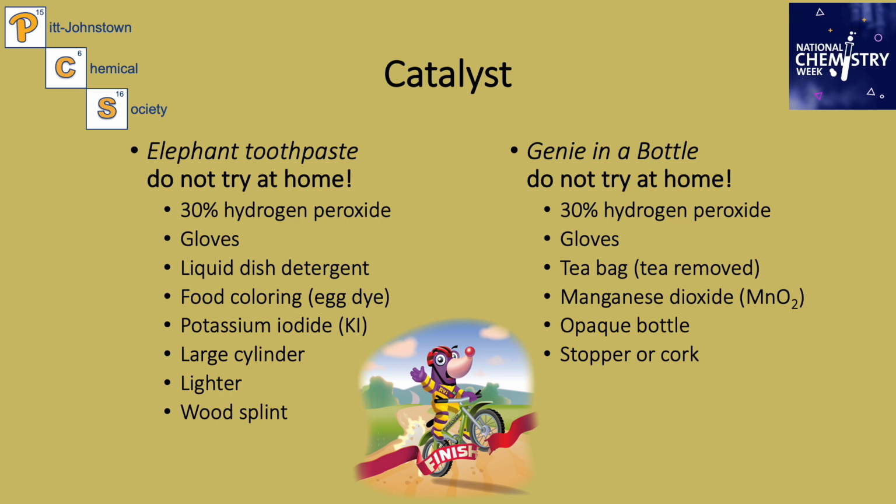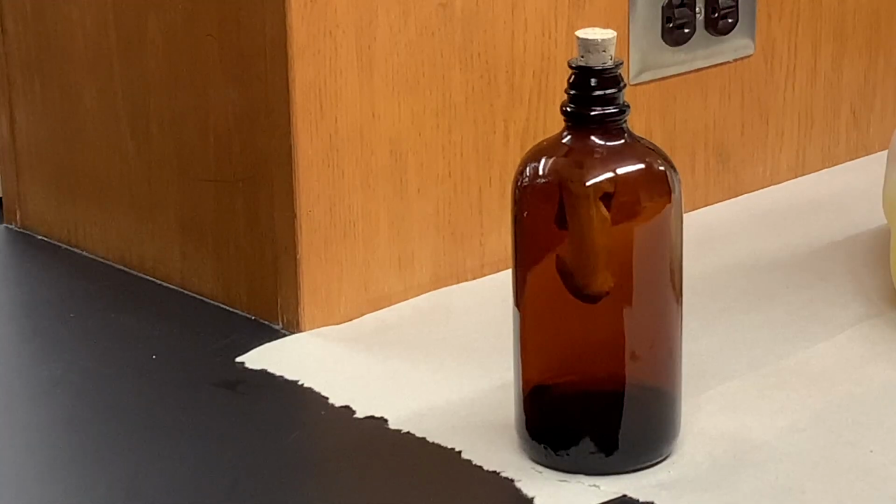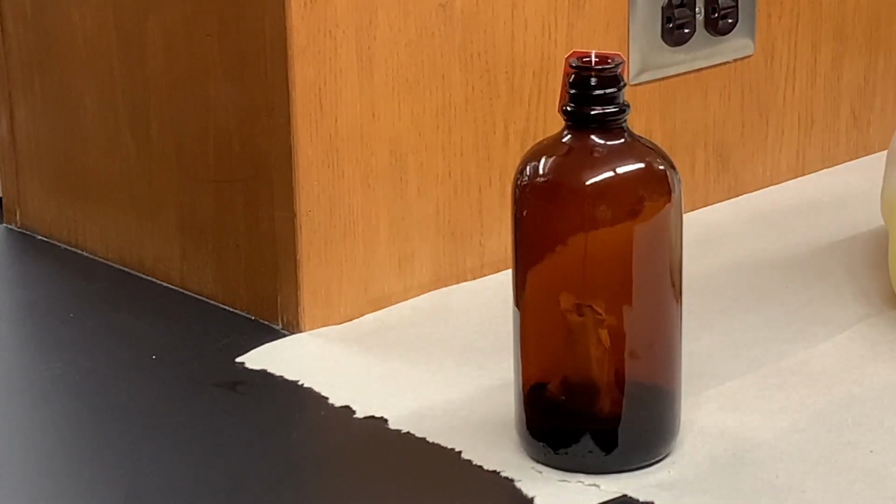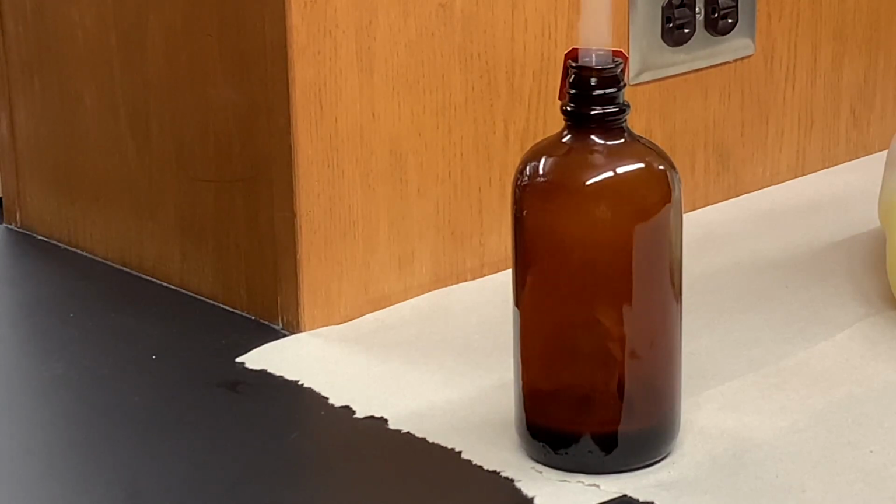Another catalyst for hydrogen peroxide decomposition is manganese dioxide, MnO2. This is another reaction that you may not try at home. It uses the catalyst inserted into this tea bag, and when you open the cork, it drops into the hydrogen peroxide and you get a reaction. So here we're again using the fact that it's an exothermic reaction to produce steam, which looks like a genie coming out of the bottle.